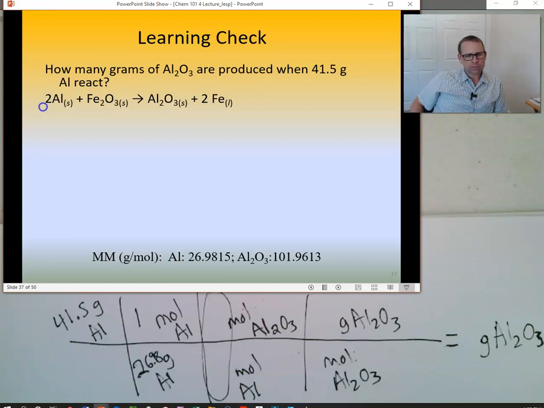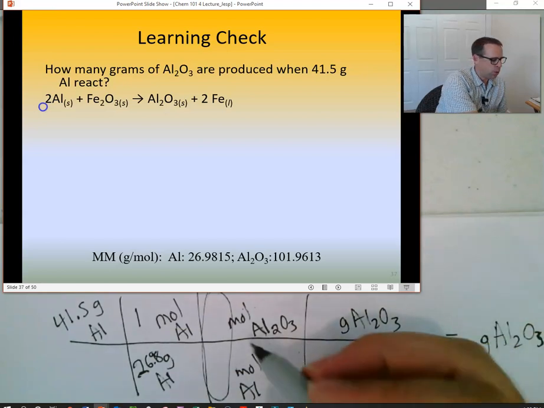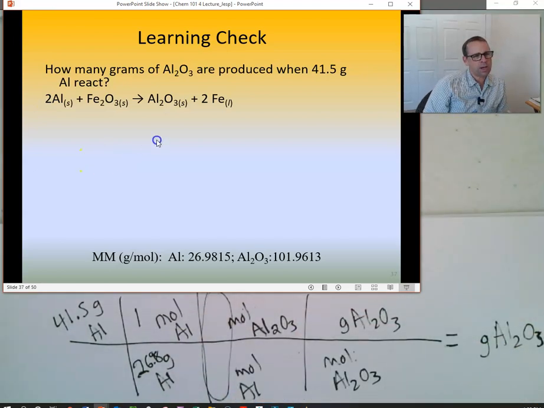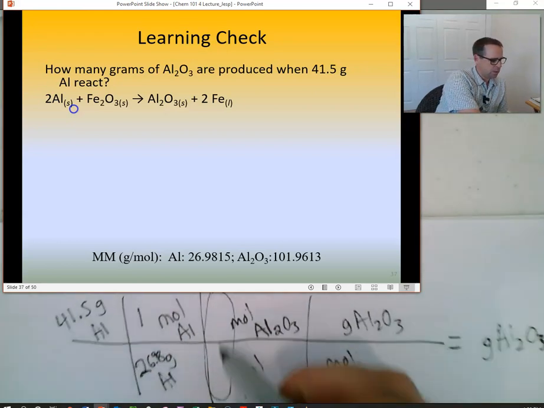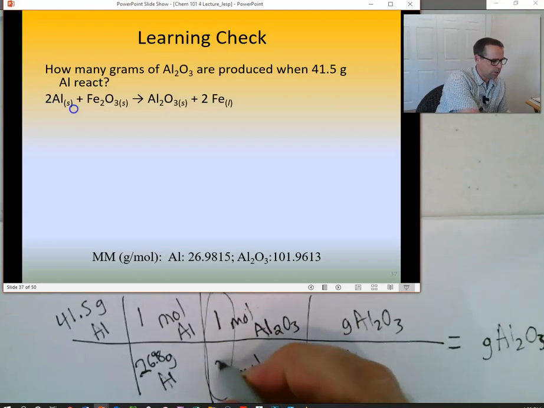So the molar ratio. What is the molar ratio between moles of aluminum and moles of aluminum oxide in our equation? We can look right here and find the aluminum oxide. It has a 1 in front of it. And then we find the aluminum. This is moles of aluminum, right? So I'm relating moles of aluminum to moles of aluminum oxide. So 1 over 2. Very good.